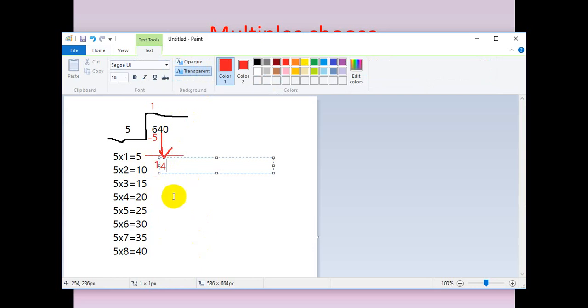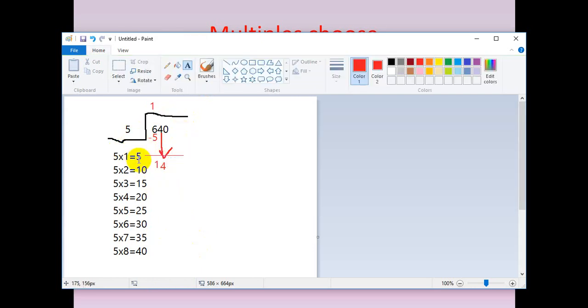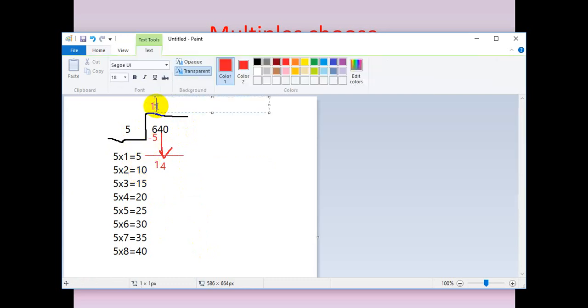I have now 14. 5 times what near to 14? 5 times 2, just before 14. We write up 2, and write here minus 10. Equal 4 minus 0, it will be 4.